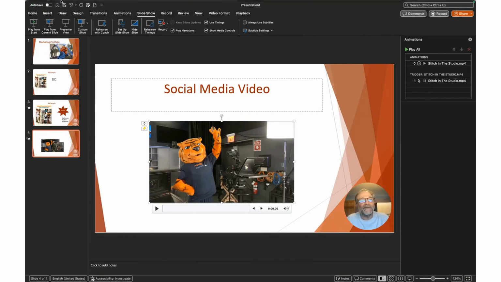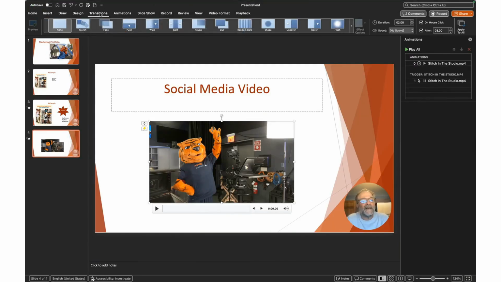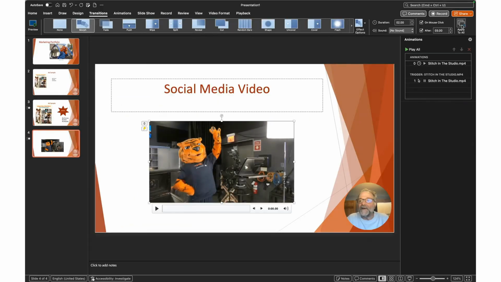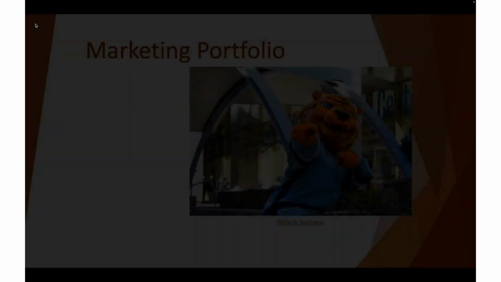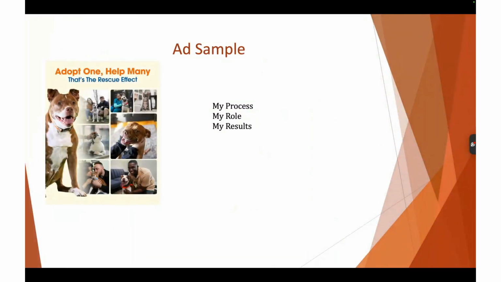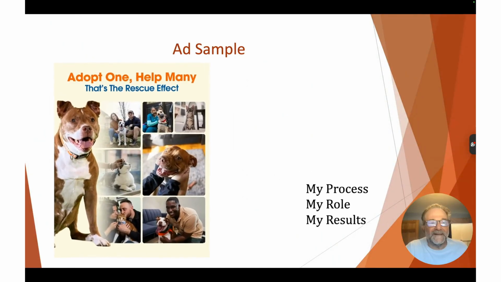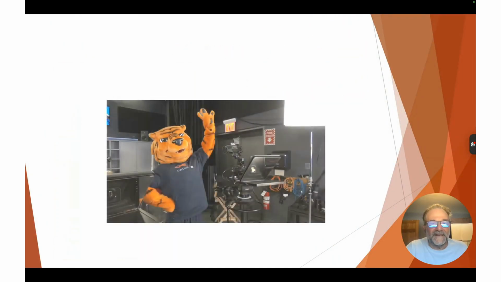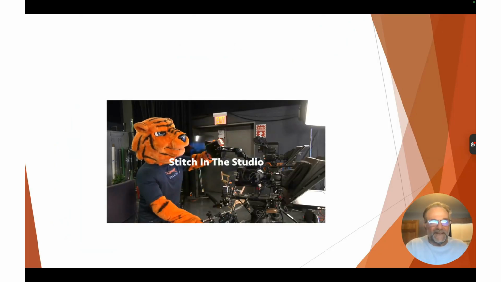But I'm going to go back to transitions and choose morph. And again, we're going to make it apply to all. And then I'll run the show one more time just so you can see how that morph transition looks. Okay, so here's the morph. See how nicely and smoothly that works. And then back to Stitch's video. So you get the idea.